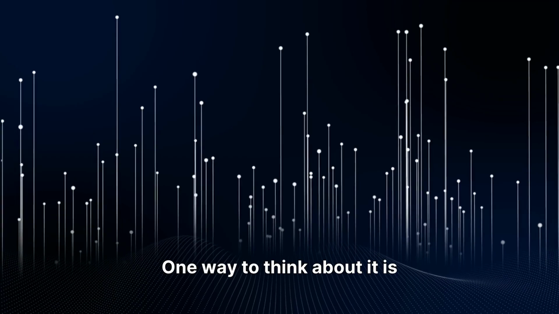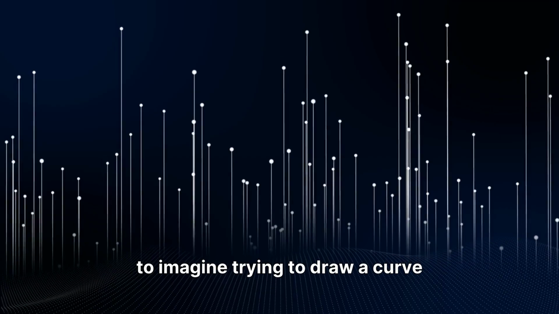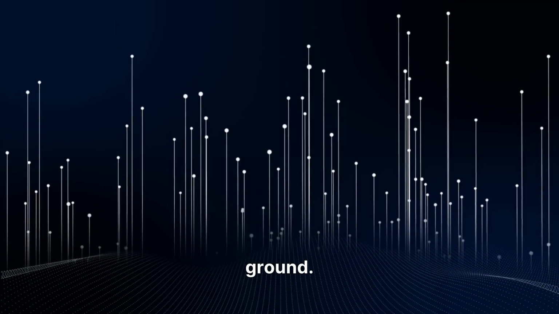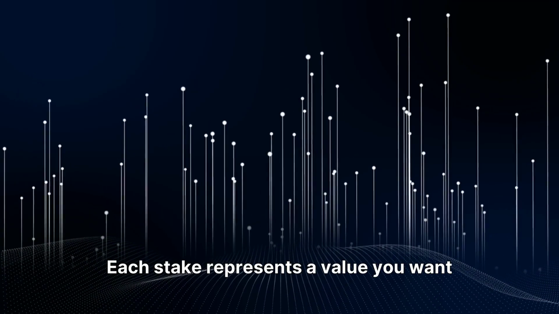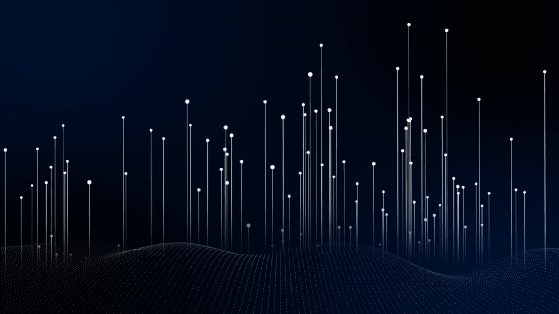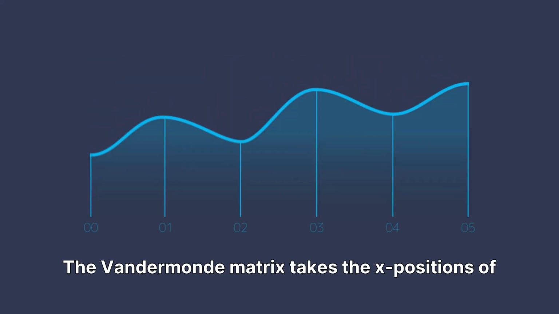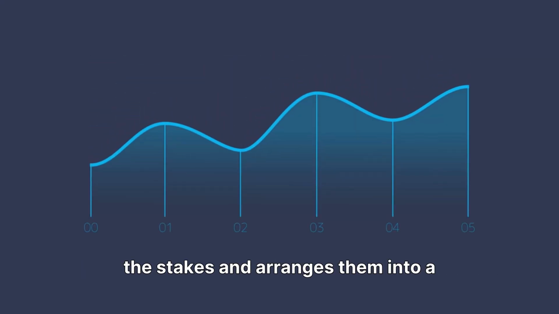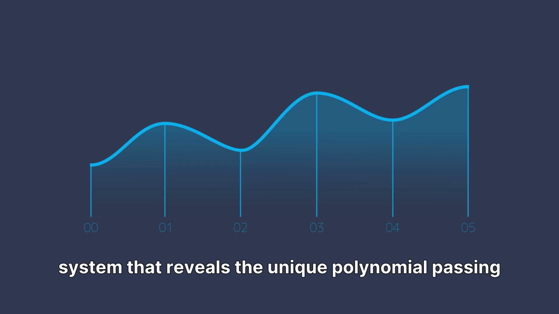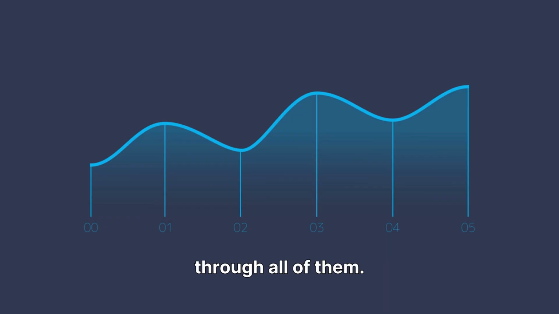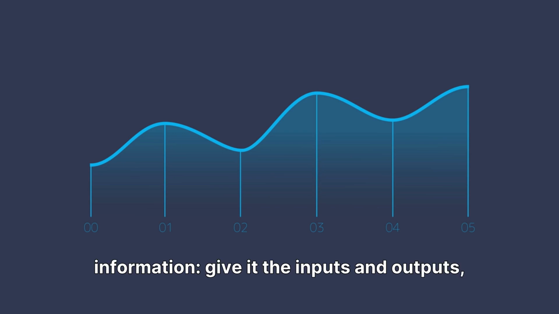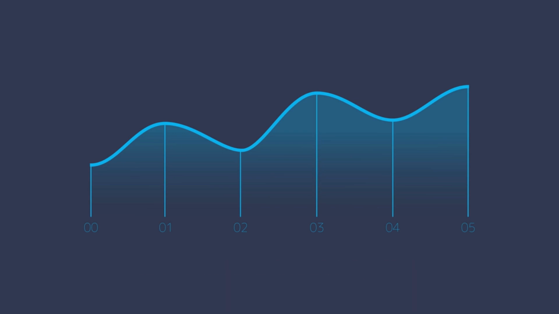One way to think about it is to imagine trying to draw a curve through a series of stakes in the ground. Each stake represents a value you want the curve to match. The Vandermonde matrix takes the positions of the stakes and arranges them into a system that reveals the unique polynomial passing through all of them. It acts like the master organizer of information. Give it the inputs and outputs, and it solves for the exact pattern connecting them.